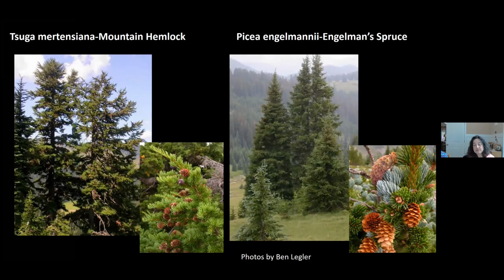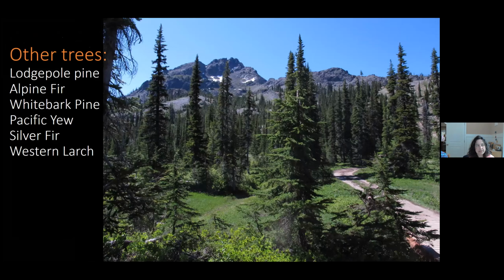All right, so here are a few more of the trees that we're gonna see. So there's the mountain hemlock on the left and the Engelmann spruce on the right. And we'll see lots more lodgepole pines, alpine firs, white bark pines, Pacific yews, silver firs, and western larches.